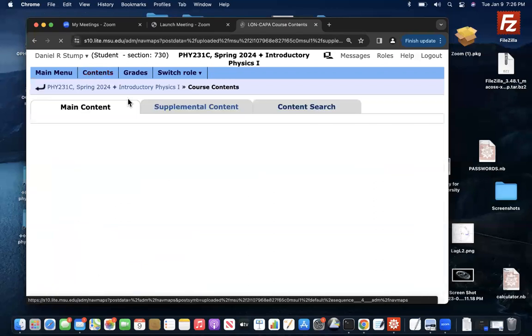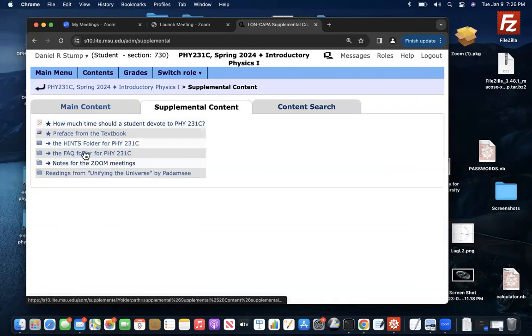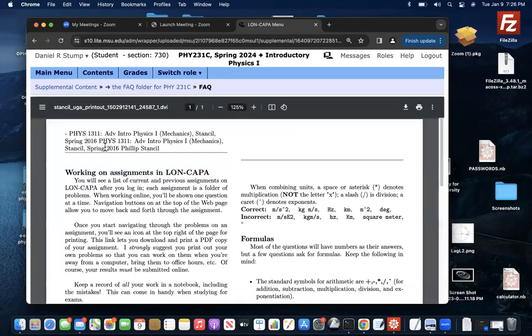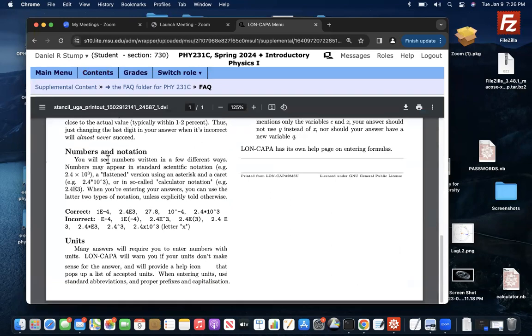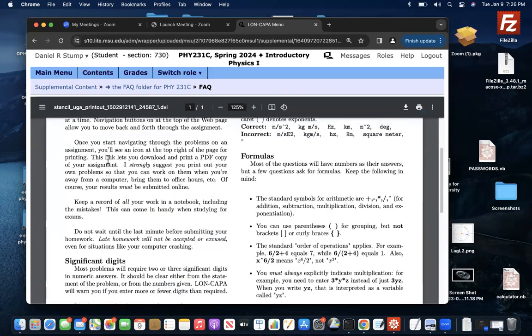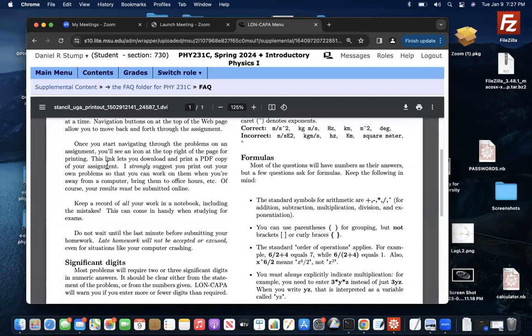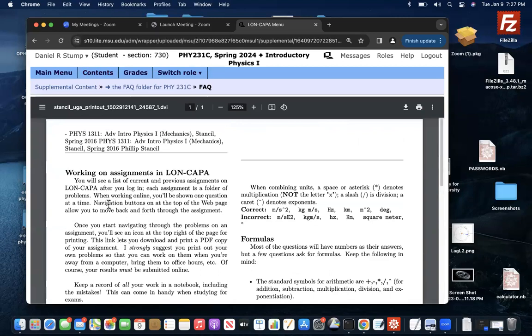Okay, what else? FAQ number 10. I don't know how to use Lon Kappa. What should I do? Well, click on FAQ number 10. This has information on how to use Lon Kappa. You'll catch on very quickly on how to use Lon Kappa if you haven't already done it before. But sometimes you'll get stuck, you'll be doing something wrong.